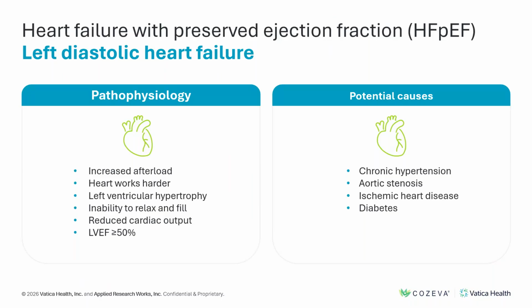So as the ventricle becomes thicker, it becomes less compliant, and it can't fill properly. And because blood enters the ventricle during diastole, stroke volume and cardiac output decrease, even though the heart's ability to contract is preserved. So since contractility is maintained, the left ventricular ejection fraction remains preserved. And this is called heart failure with preserved ejection fraction, or HFpEF, and it's defined by an LVEF of 50% or greater.